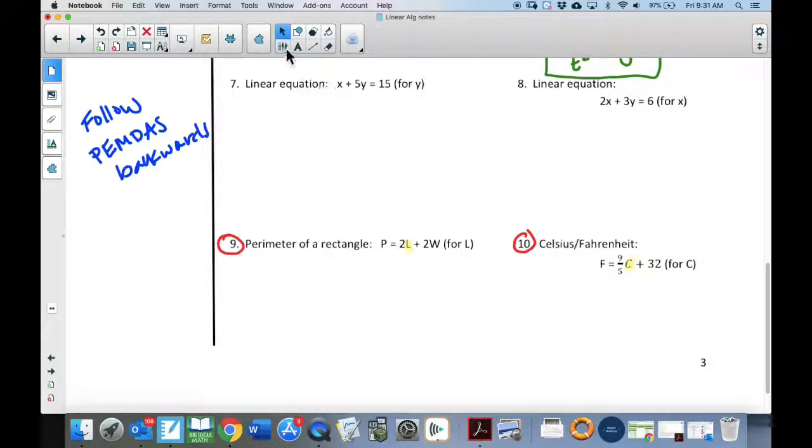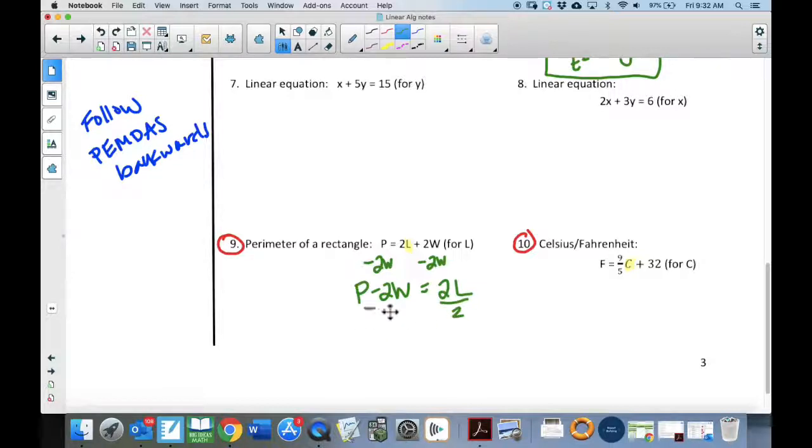In other words, we need to subtract 2w from both sides. That has to be first because PEMDAS backwards says we have to add and subtract first. Now we're solving for L. Here's my L. I'm going to divide by 2.